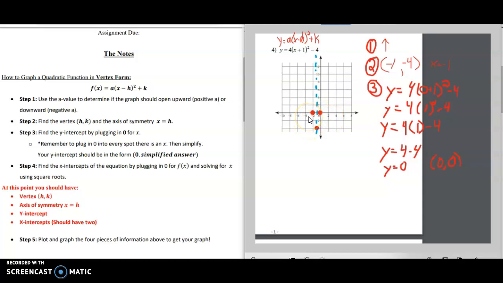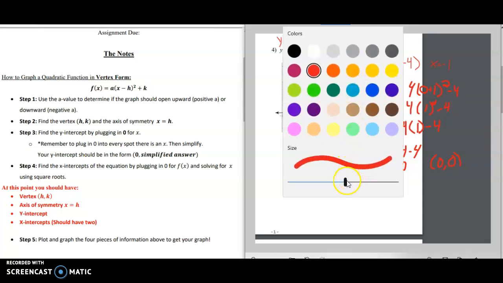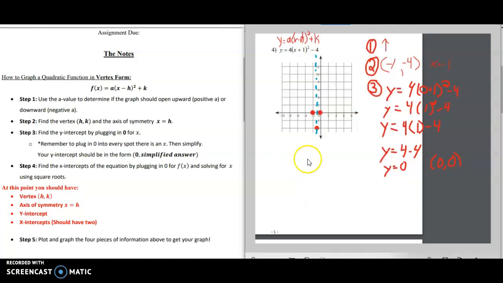Step 4 says to find my x-intercepts. Well, for this one, I don't need to find them. I already have them. They are both right here. So now I can go ahead and graph this. I'll connect my dots to make my parabola or my U. I want to go down and back up.